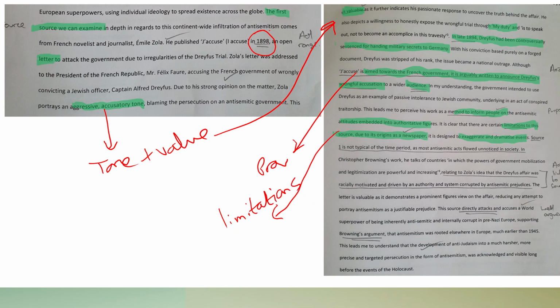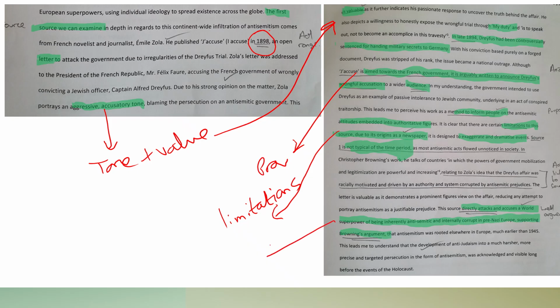This one definitely needs to be done. Typicality. How typical is this at the time? It says it's not typical at the time, as most anti-Semitic acts flowed unnoticed in society. We also have a mention here that the source directly attacks and accuses a world superpower of being inherently anti-Semitic in pre-Nazi Europe, surrounding Browning's argument.